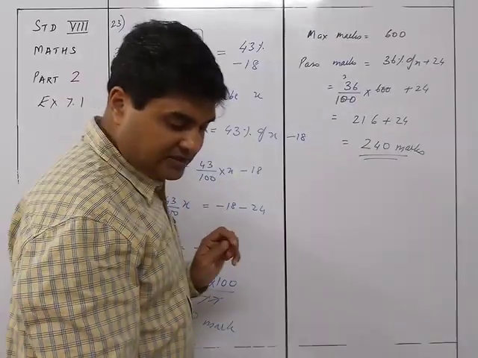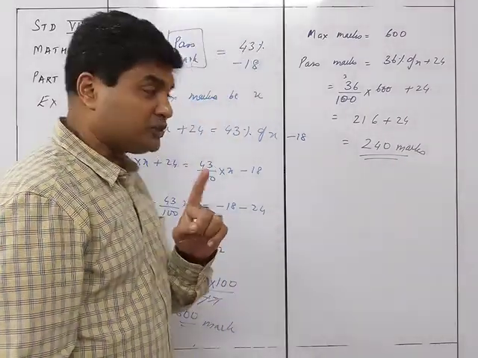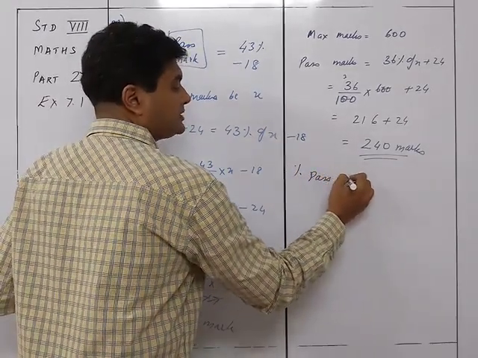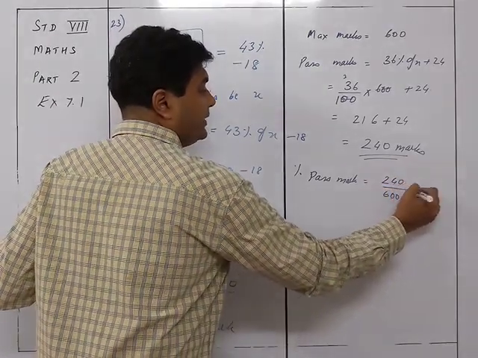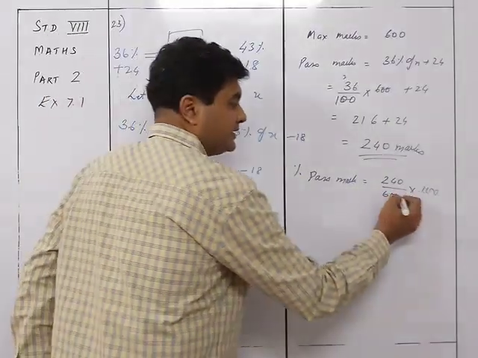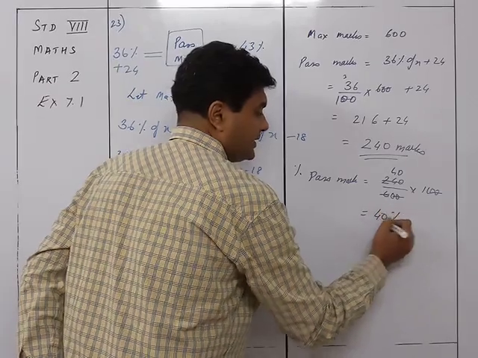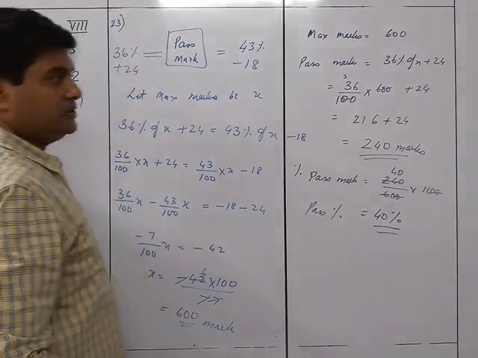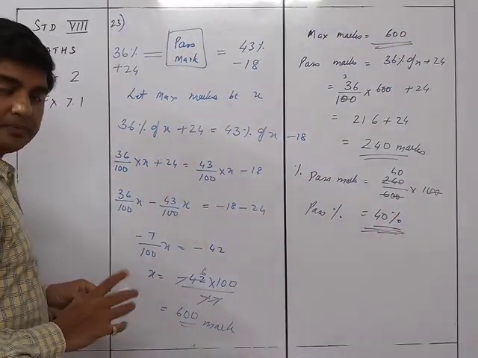What is it asked us? Find the maximum mark and the percentage of pass marks. So percentage कितना हो गया? So percentage pass marks is equal to 240 upon 600 into 100, because 240 out of 600 is passing. So that cancels to 40%. That is equal to 40% is the pass percent. So the two answers are maximum mark 600 and the pass percent is 40%.